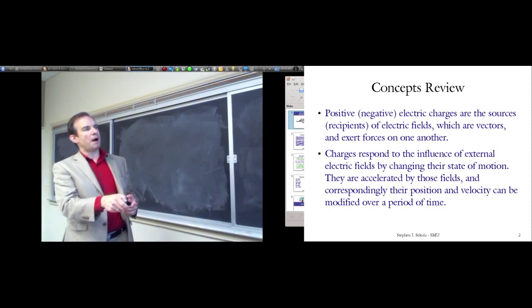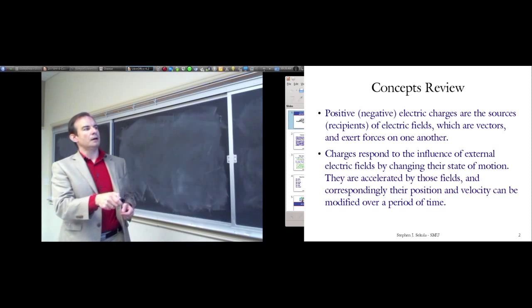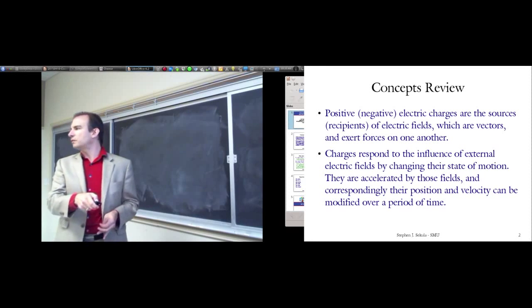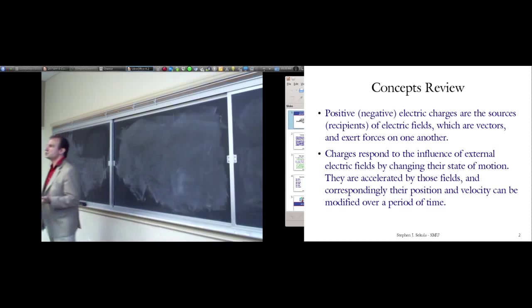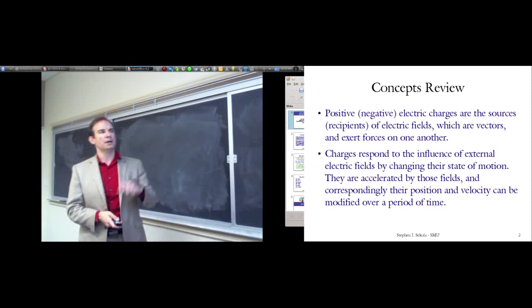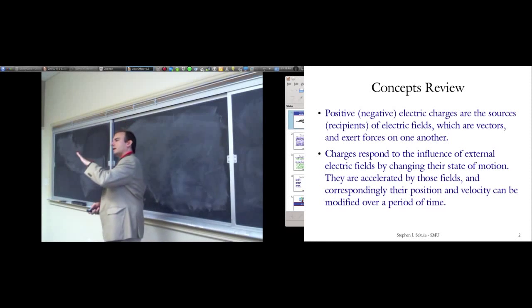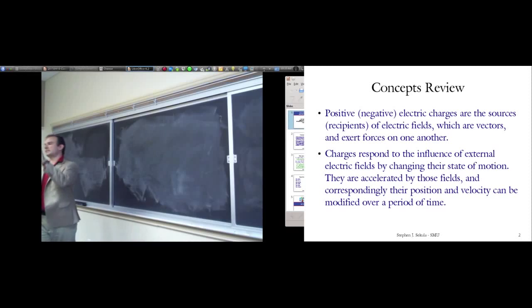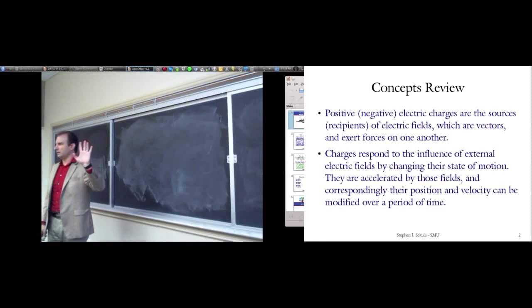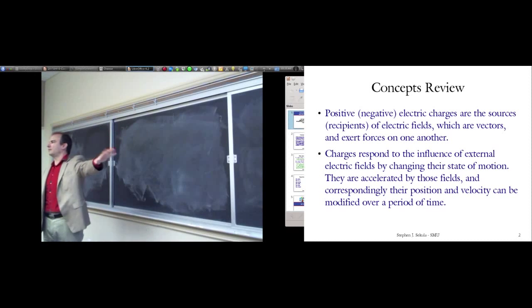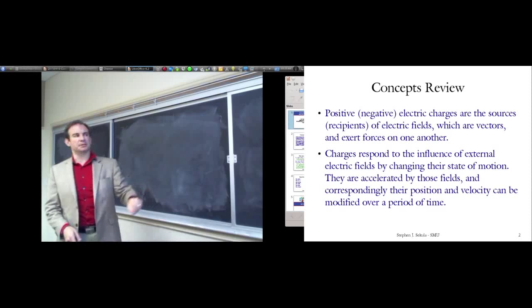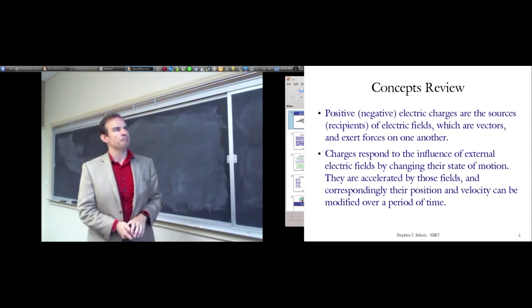The corresponding position and velocity of the particle can thus be modified over time according to the equations of motion that you should have learned in the first semester style physics courses. Like those four or five equations of motion, all relating position and time and velocity and acceleration, and that acceleration comes from F equals ma, and the F in our case is the Coulomb force deep down at the heart of everything, because everything appears to be made of point charges.